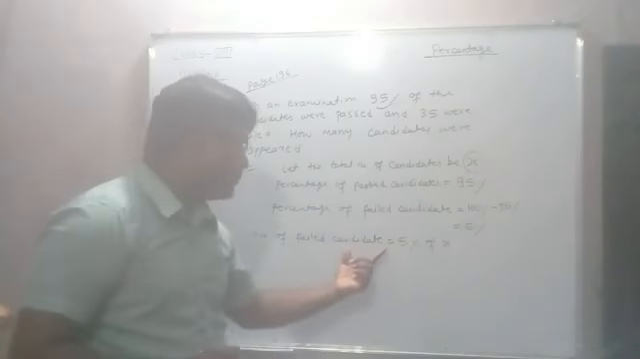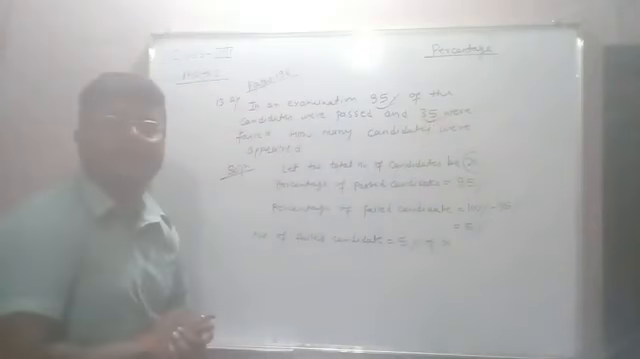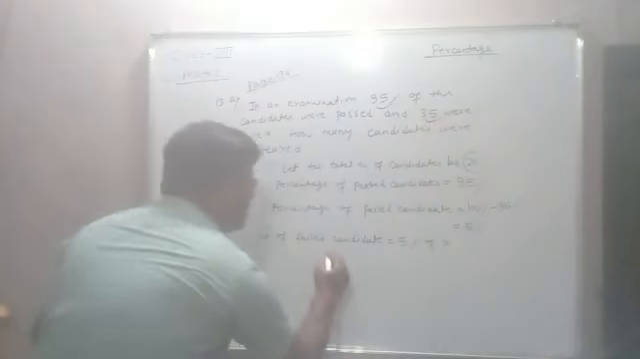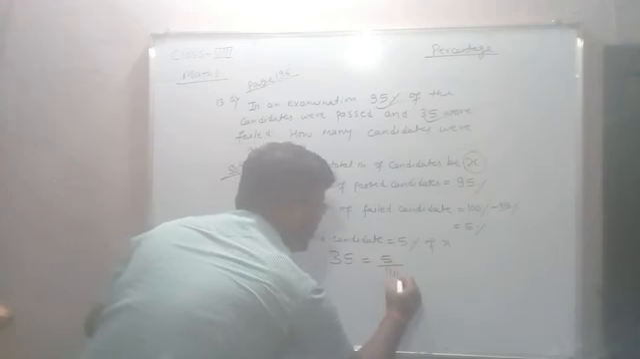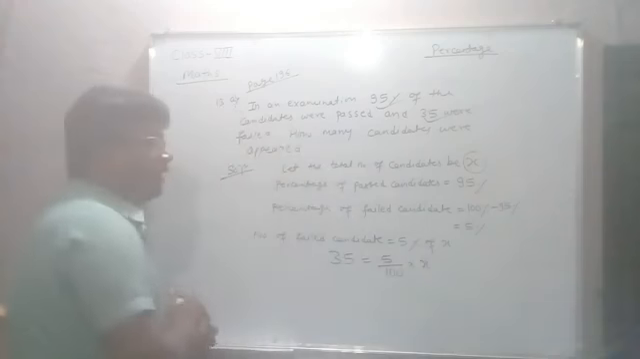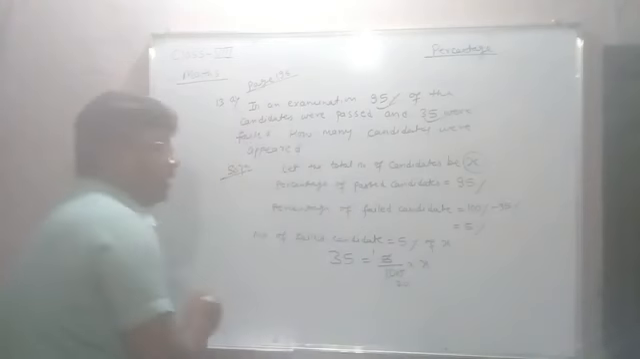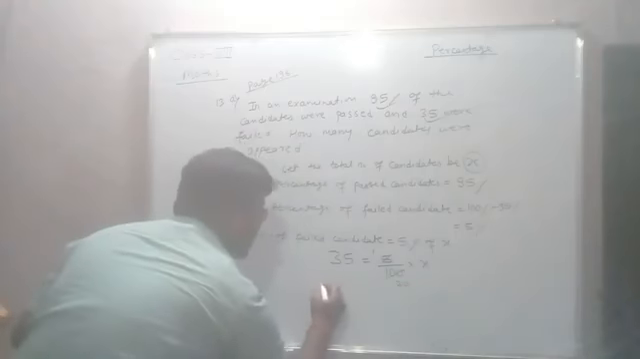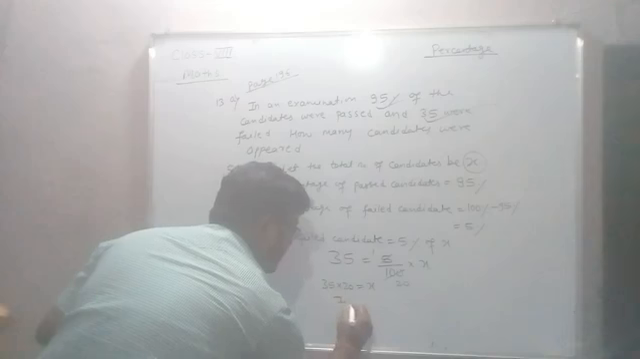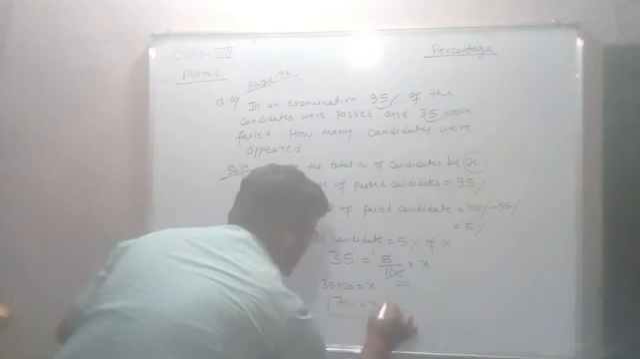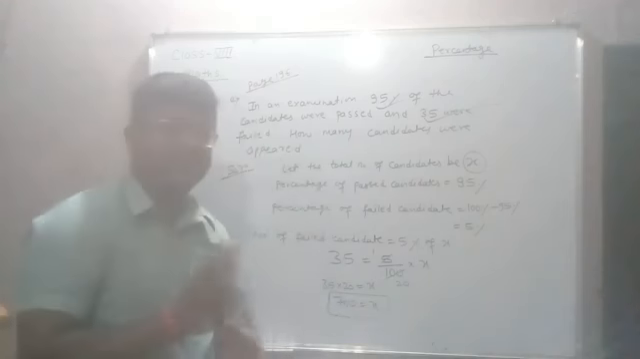Okay, because why we have selected the failed? Because we know the number of failed candidate. Okay, we know the number of failed candidate, that is your 35 is equal to 5%, means 5 upon 100 into x. Okay, so 5 ones are 5, 5 20s are 20, transfer here, let's multiply 35 into 20, is equal to x, that is your 700. So what is the total number of candidate here? That is your 700.